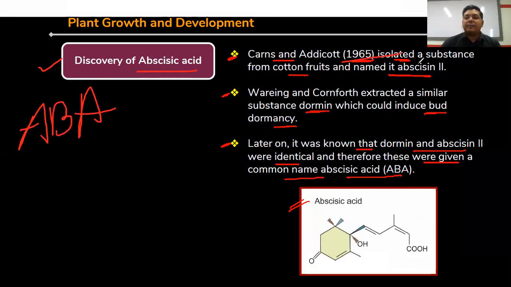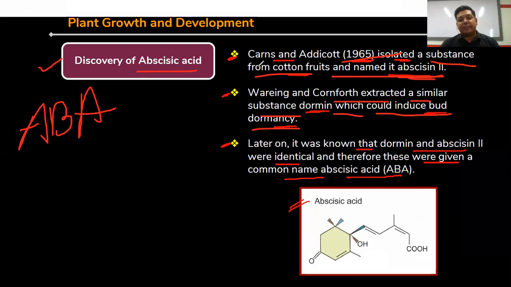Carnes and Addicott in 1965 isolated a substance from cotton fruits and named it abscisin II. Around the same time, Warren and Wareing extracted a similar substance, dormin, which could induce bud dormancy. So in the discovery of abscisic acid, there were two groups of scientists. One isolated a chemical known as abscisin II from cotton fruits, and the other extracted a substance known as dormin that is involved in inducing bud dormancy.